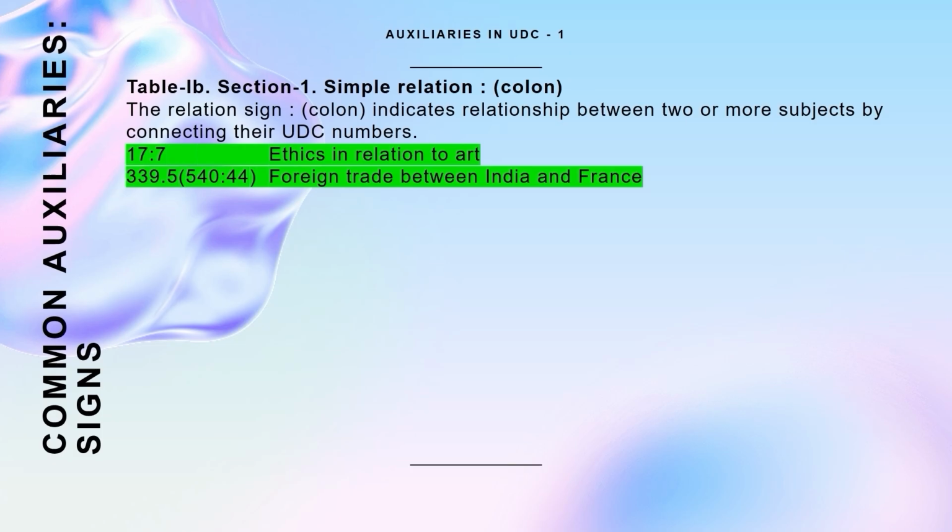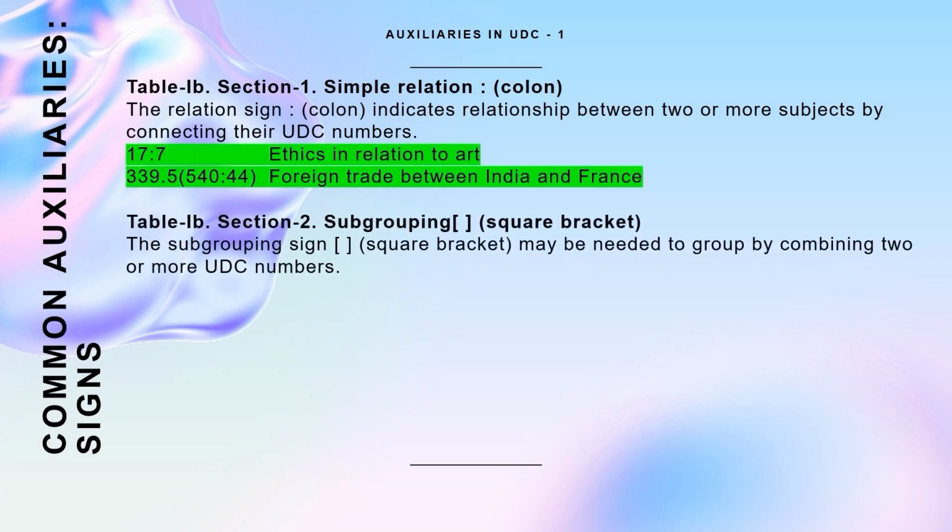So if the foreign trade is between India and France, then these two common auxiliaries will be in relation, that is 540:44. So this colon sign is applicable for main numbers and also for auxiliary class numbers. So next one is the subgrouping. Table 1b section 2, subgrouping, used by the square bracket.